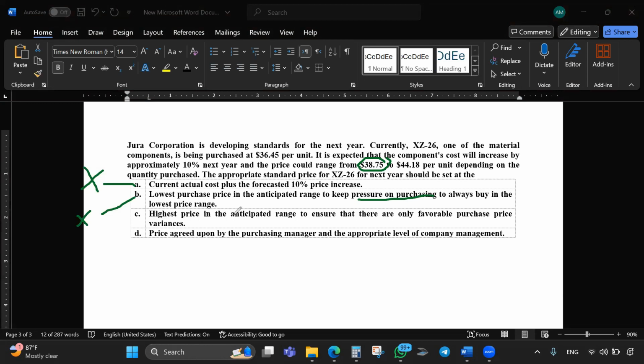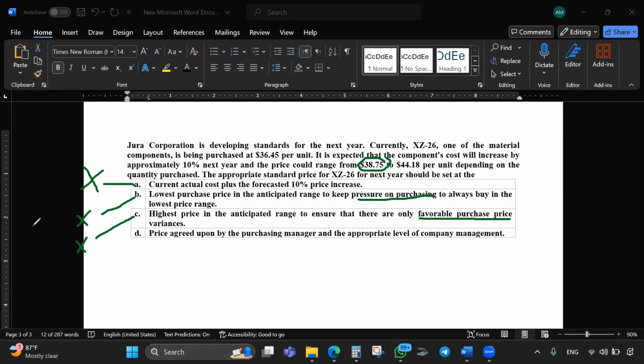C, highest price in the anticipated range to ensure that there are only favorable purchase price variances. This answer is not correct too because it will give an advantage to the purchasing agent, which he didn't do anything to gain. If we need a lot of material, the purchasing agent will achieve a favorable purchase price variance, which he didn't do anything to achieve.